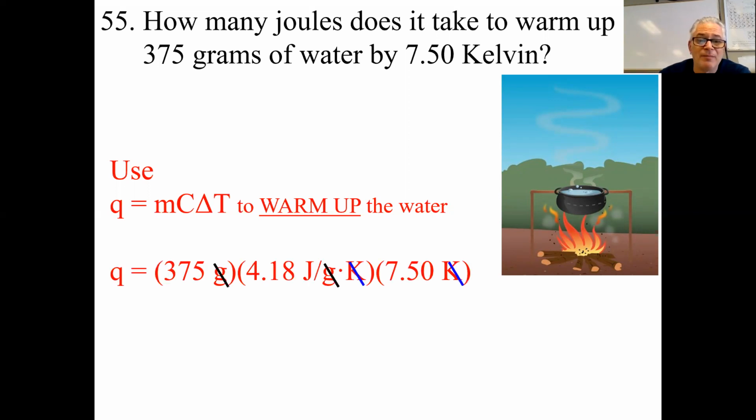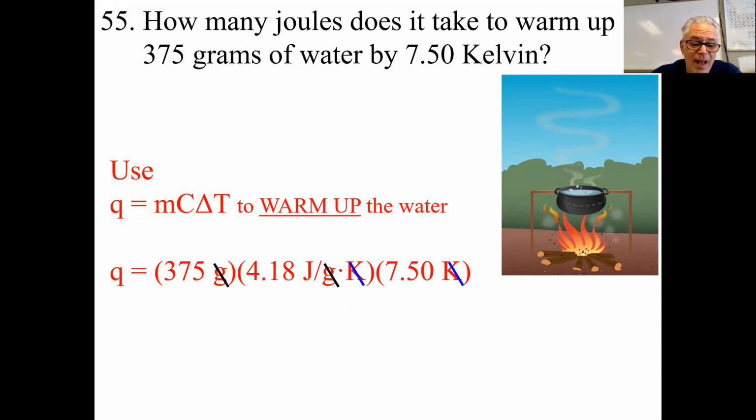So let's plug the numbers in. 375 grams times 4.18 joules per gram dot Kelvin times 7.5 Kelvin. Now, the black slashes, the grams in the numerator cancel the grams in the denominator. The Kelvin in the numerator cancel the Kelvin in the denominator. And the units that are left over are called joules. Now, we're going to do this math. Get your calculator. 375 times 4.18 times 7.50.